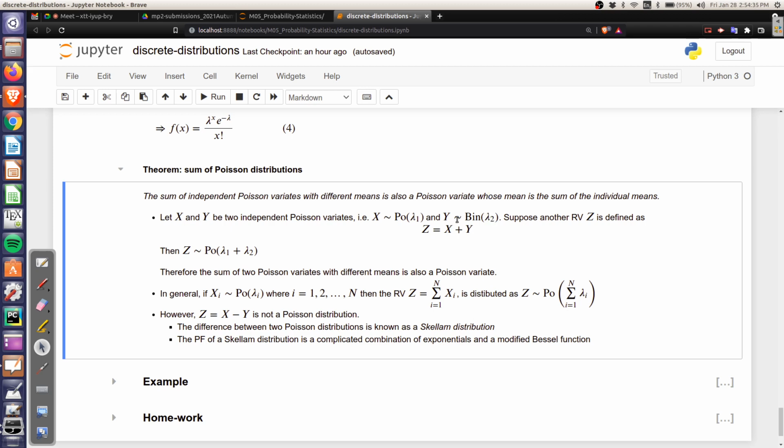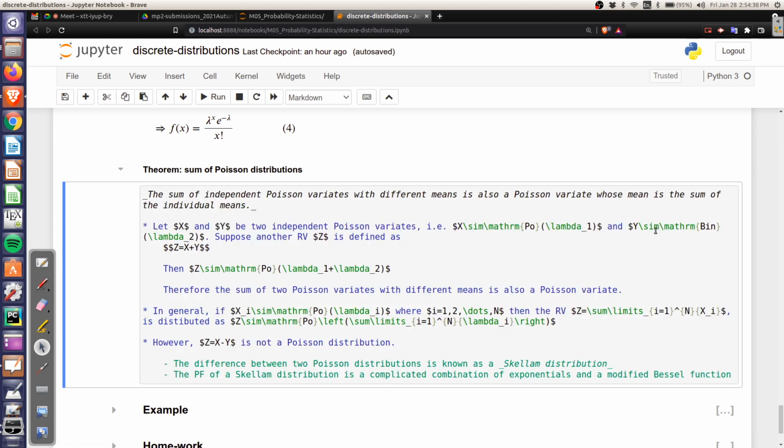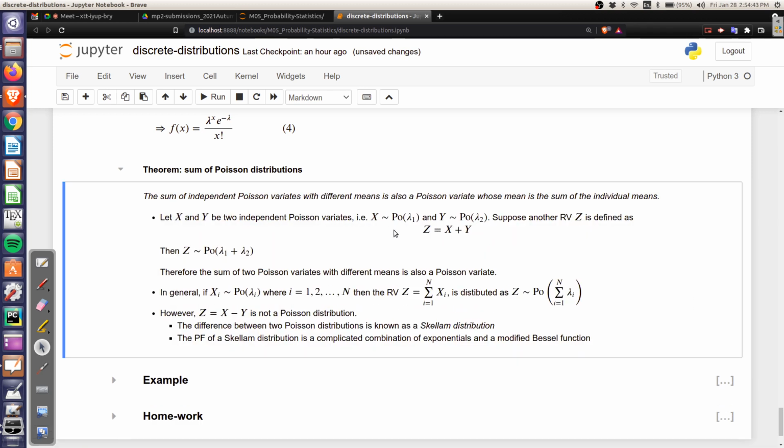Sorry, I think I made a mistake here. This must be Poisson. Let me correct this. Okay, so x is a Poisson variate with mean lambda 1 and y is a Poisson variate with mean lambda 2. Then suppose I have another random variable z and we define this z as simply the sum of x and y. Then z will also be a Poisson variate and the mean of z will be the sum of the individual means. In general, suppose I have a number of such Poisson variates, each having different means, then the sum of all of these Poisson variates is also going to be a Poisson variate whose mean is simply the sum of the individual means.